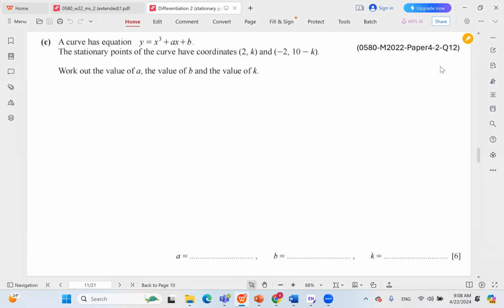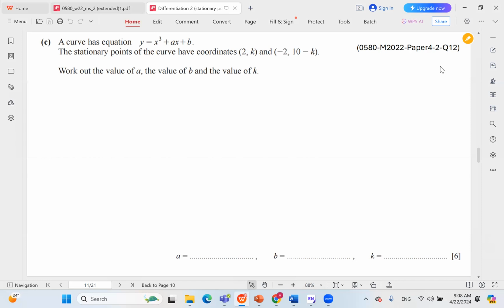A curve has equation y equals x power 3 plus ax plus b. The stationary points of the curve have coordinates (2, k) and (-2, 10 minus k). Work out the value of a, the value of b, and the value of k. So this is a more challenging problem.